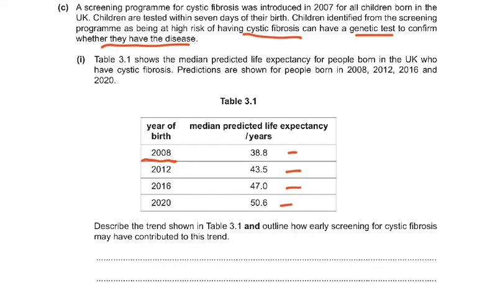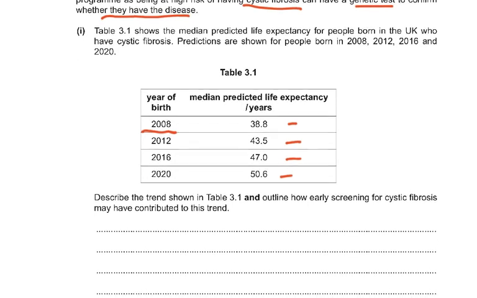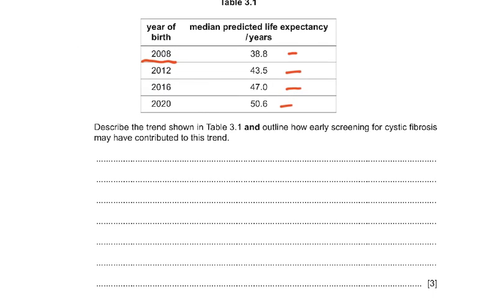Now it says describe the trend shown in table 3.1 and outline how early screening for cystic fibrosis may have contributed to this trend. Now, what has actually happened? The predicted life expectancy increased over time. When you describe, you must write that the median predicted life expectancy has increased over time. That's very easy. How has it increased over time? From 38.8, it has increased to 50.6. You got another mark for that. Increase of 11.8 or a percentage increase of 30.4.